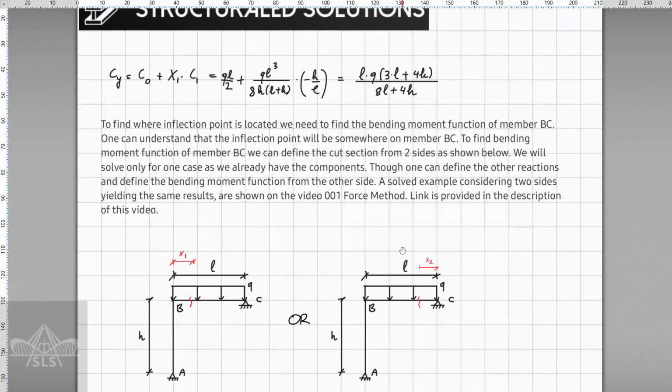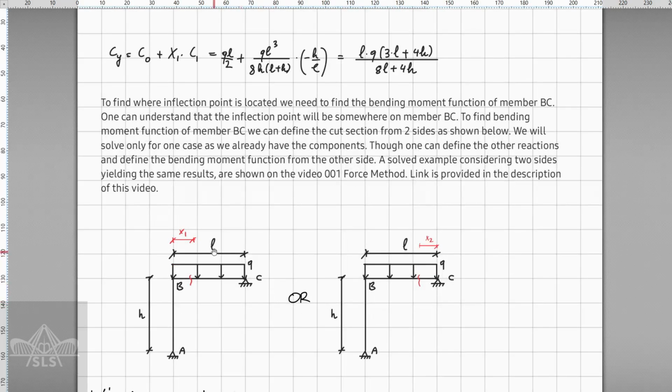And what I would like to mention here is that since we take the cut from this side, our X solution is going to be starting from here going to the left. But for example, if one would take the cut section from the other side, from left going to the right, then they would take the X value from this point. This will be their base point, 0 point.